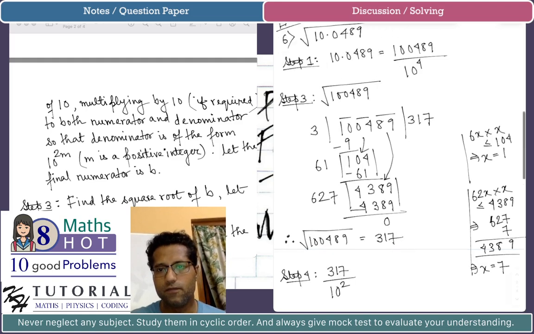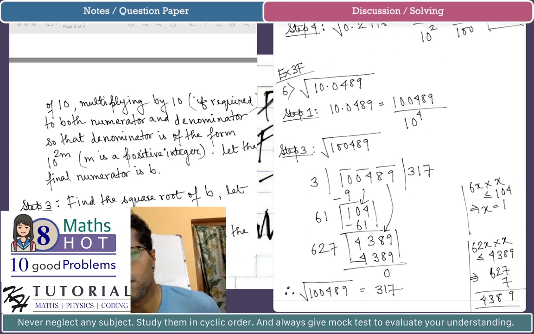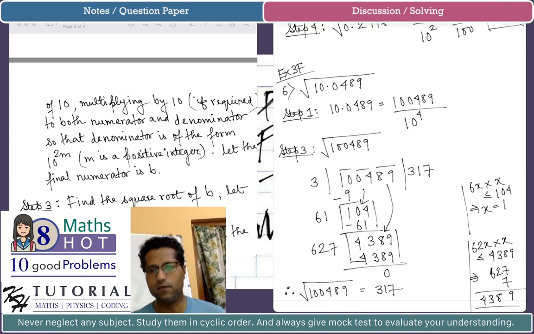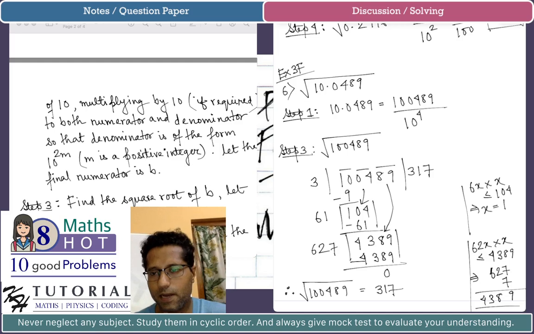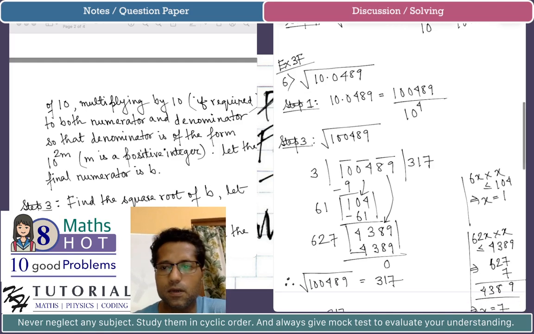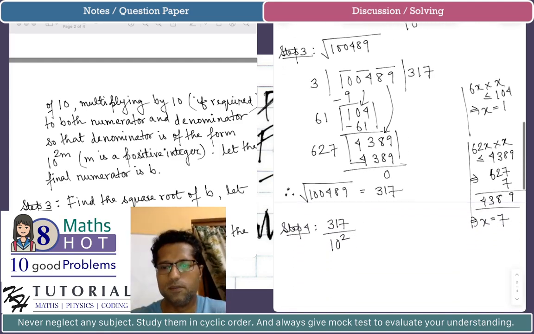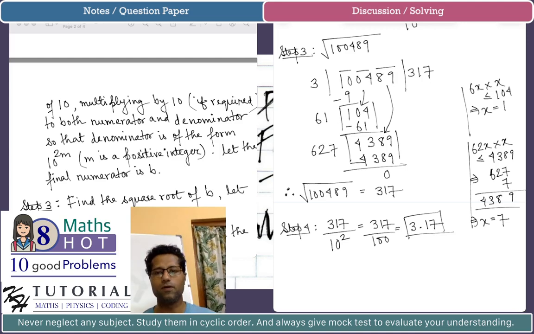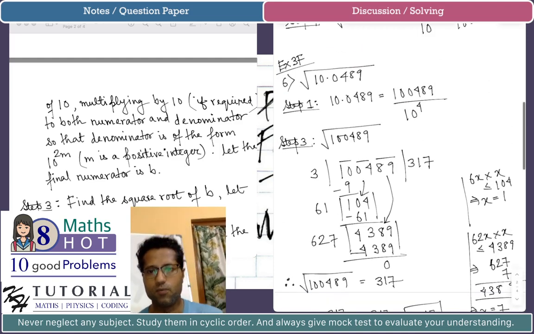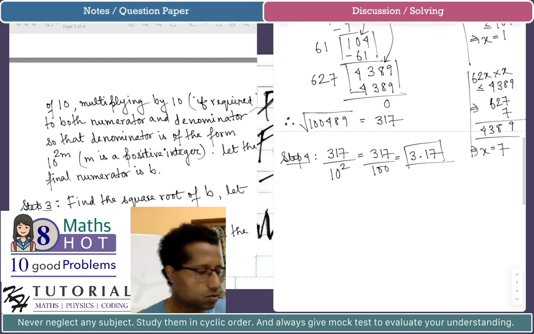Why squared? In the first step, the denominator we found to be 10 to the power 4. It has to be an even power. If instead of 10 to the power 4 it was 10 to the power 5, we would have multiplied the denominator by 10 and also the numerator by 10. So this is 317 divided by 100, and we know this is equal to 3.17. So 3.17 is the square root of the given number, which is 10.0489.